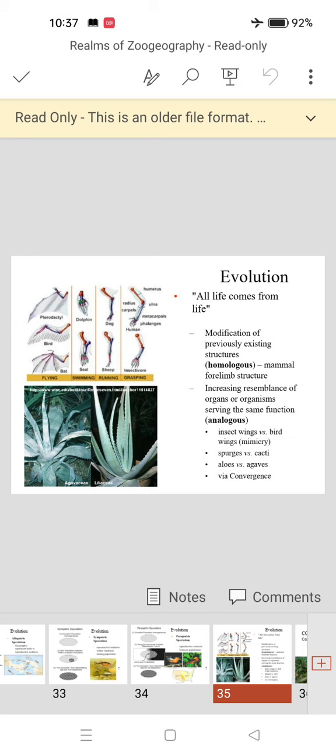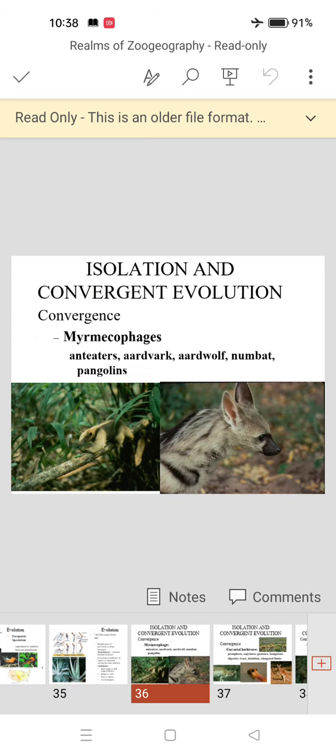In evolution, all life comes from life, through modification of previously existing structures. Homologous structures are like the mammal four-limb structure. Increasing resemblance of organs or organisms serving the same function is analogous, like insect wings versus bird wings, spurges versus cacti, aloes versus agaves, and this happens via convergence. Isolation and convergent evolution is seen in myrmecophagous animals: anteaters, aardvark, aardwolf, and pangolins.